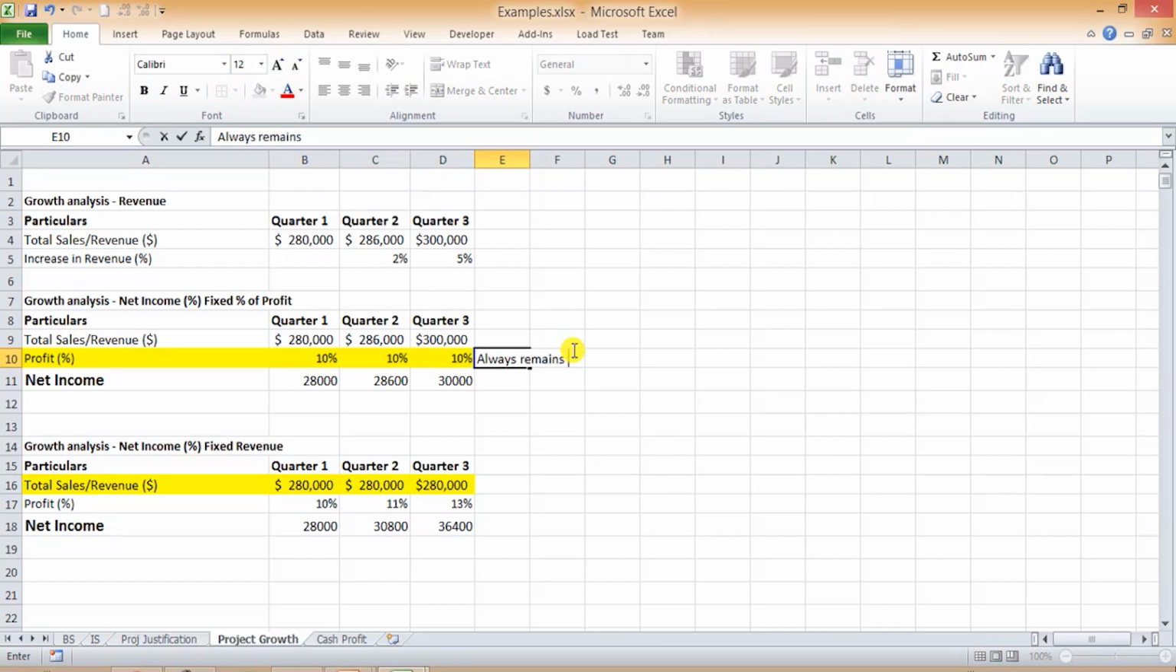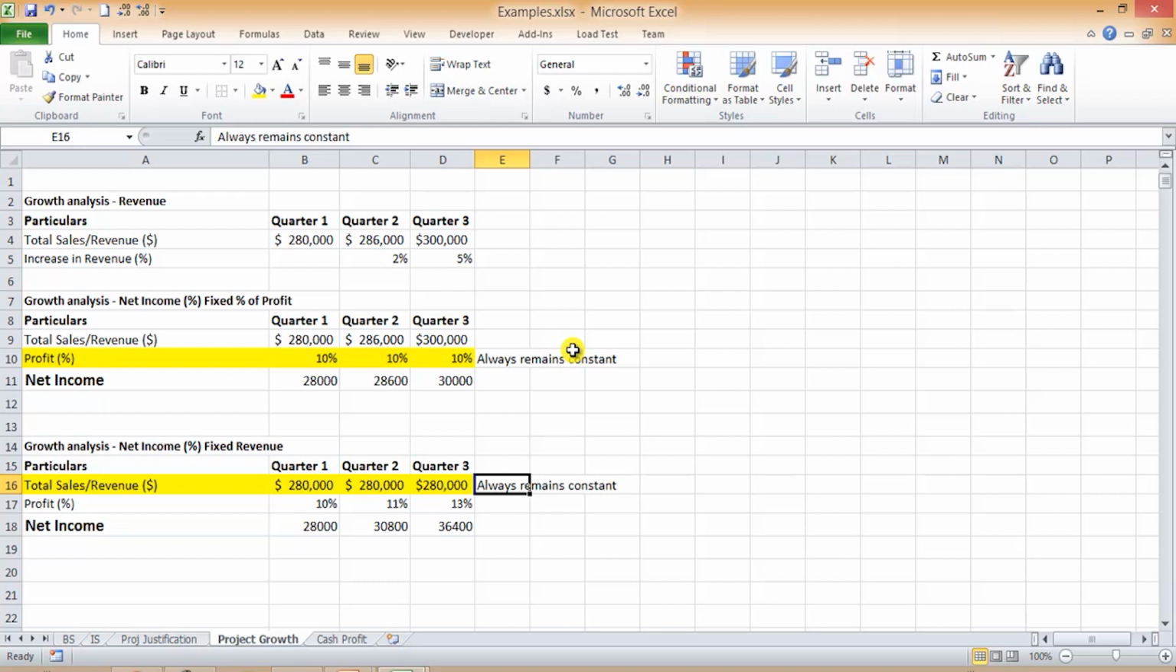Always remains constant. And the same thing happens over here for the revenue part, it always remains constant. So I hope with this you are able to get a good understanding of how you're going to be evaluating your project, how you're going to justify your project, how you're going to protect your project in terms of the profitability analysis, and next how you are going to measure the growth of your projects.